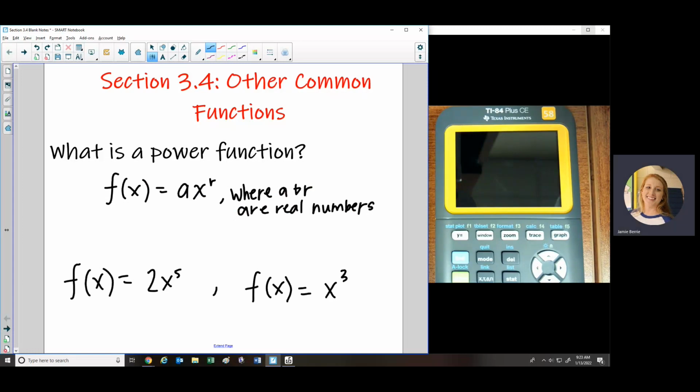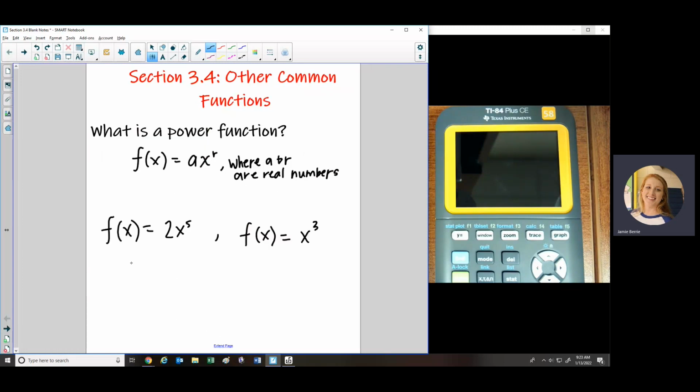All right, so really the defining characteristic of power functions is that you're just going to have one term. You're not going to have anything being added on or subtracted. You can have a number in the front, that's a. A is called your coefficient.